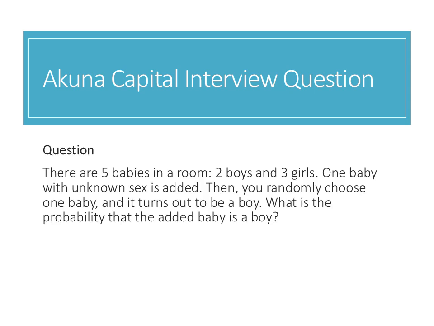Let's dive into a quant interview question from Akuna Capital. This is a classic probability puzzle with a twist. Imagine there are 5 babies in a room, 2 boys and 3 girls. Then, a 6th baby is brought in. But we don't know if this baby is a boy or a girl.